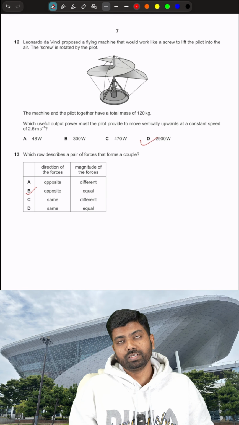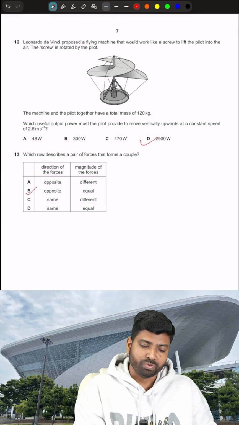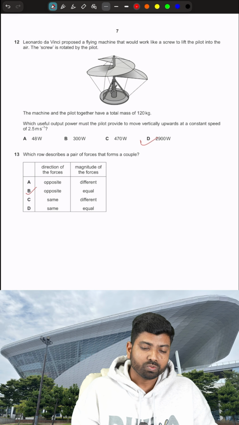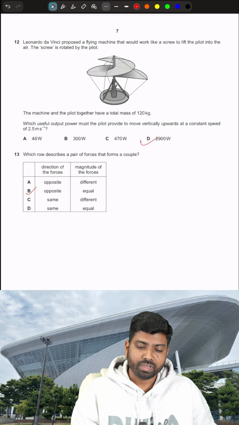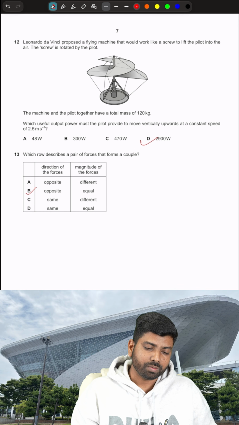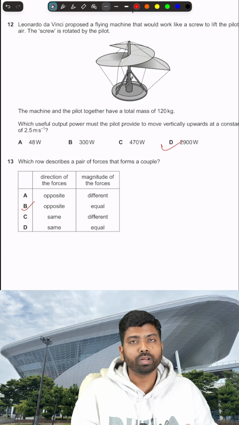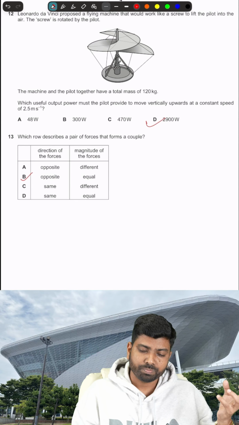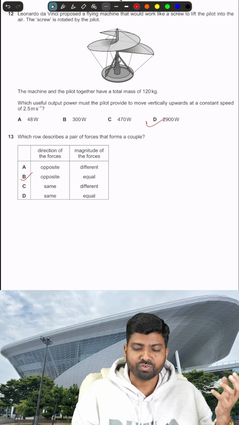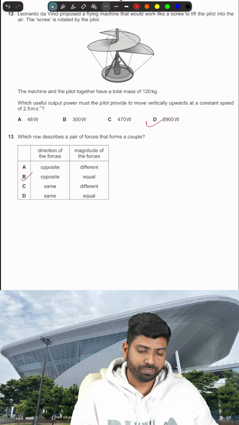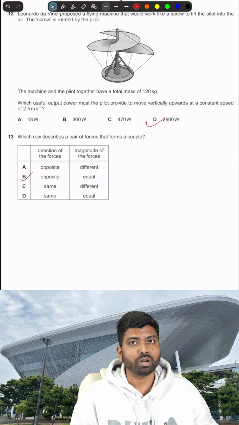Leonardo da Vinci, who was a scientist and a very good artist. All of you know about him. Leonardo da Vinci proposed a flying machine that would work like a screw to lift the pilot into the air. The screw is rotated by the pilot, right? The machine and the pilot together have a total mass of 100 kilograms, and it moves vertically upward at a constant speed of 2.5 meters per second. So we want to calculate the power.